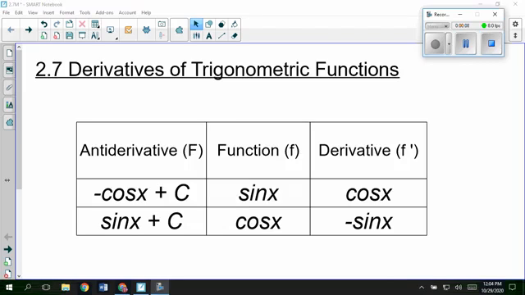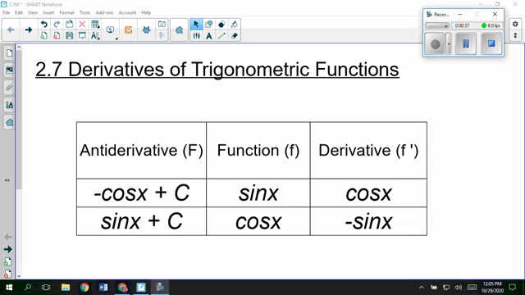Section 2.7 takes us into really just doing the derivatives of sine and cosine, as well as the antiderivatives of sine and cosine. We will be doing the other 4 trig functions later on, either next week or the week after. We do need to have a little bit more of some of the derivative rules and knowledge of those before we tackle those couple of trig functions. So just sine and cosine for today, which is pretty straightforward.